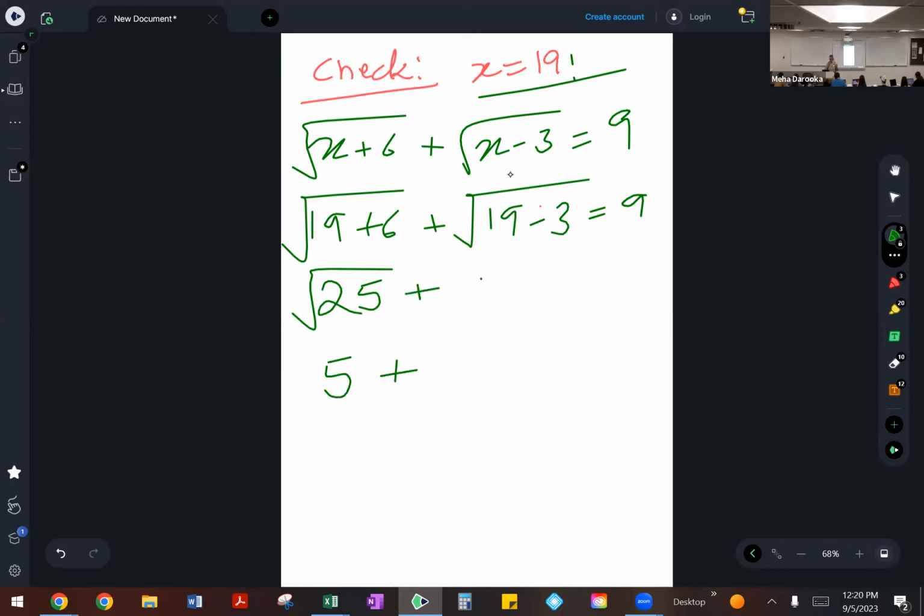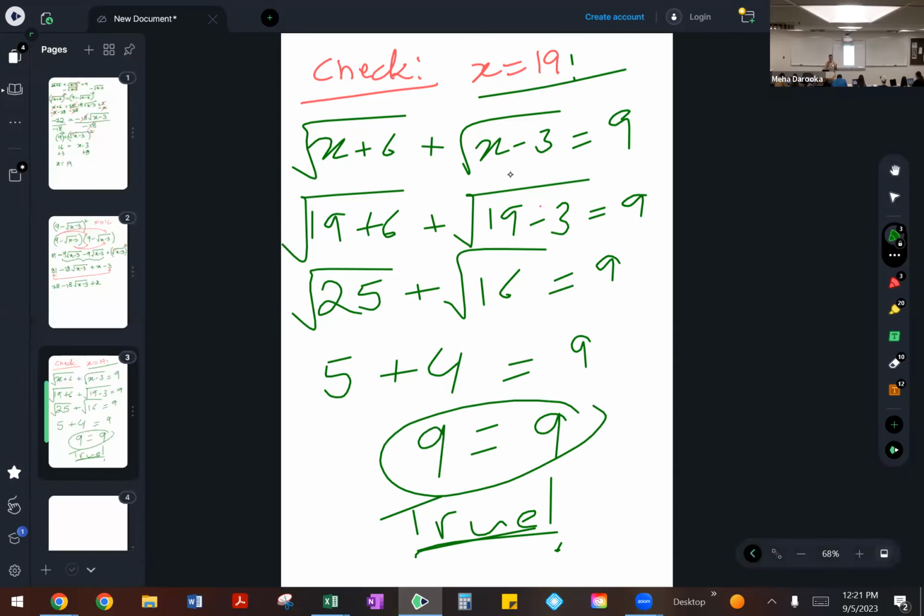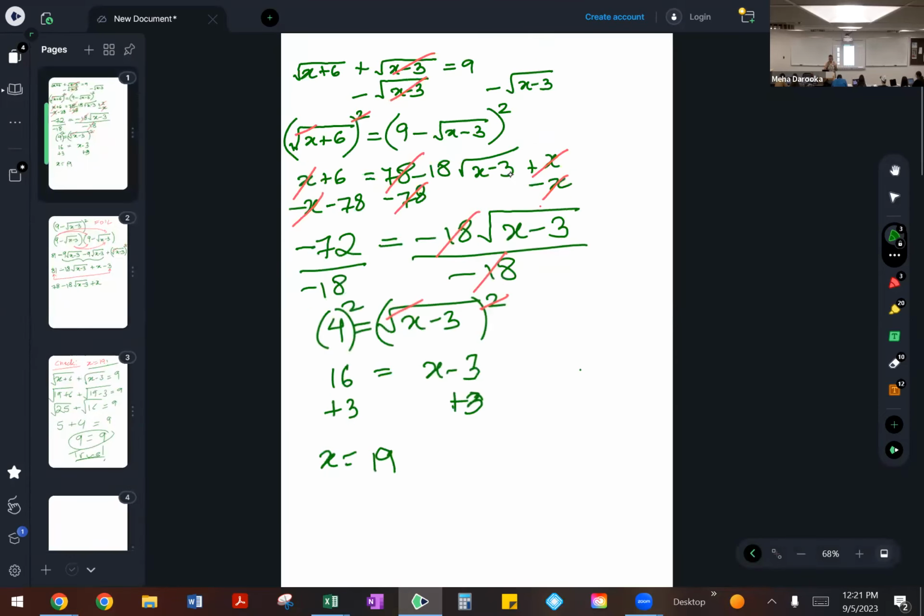All right, so that cleans up. 19 minus 3. 16, square root of 16 is 4. 5 plus 4. Alrighty, so yeah, you can see this guy indeed gives us a true statement. And when you have a true statement, we have a solution. So yeah, x equals 19 is going to be our solution.